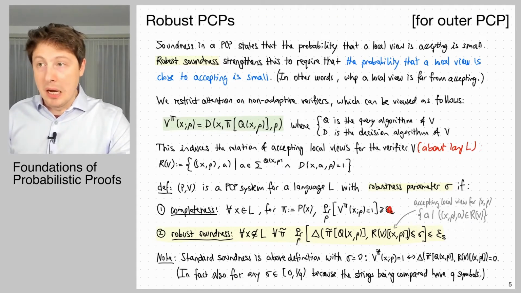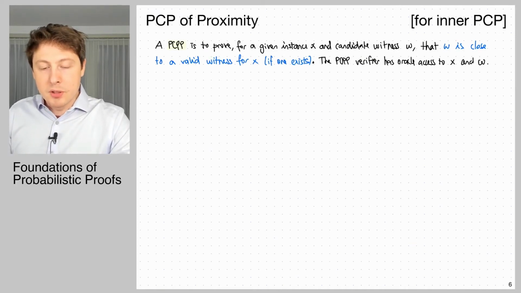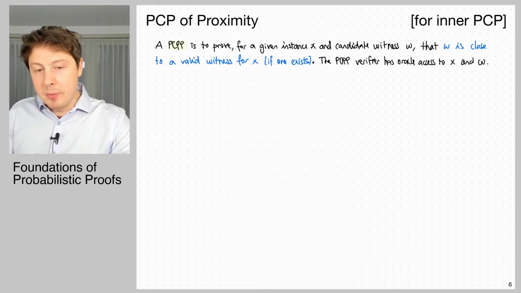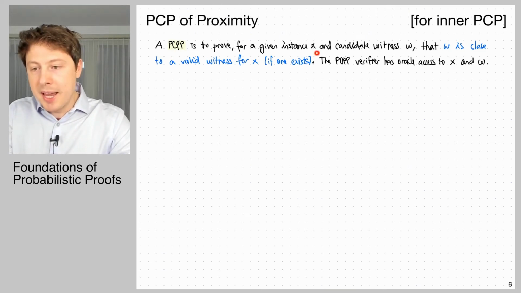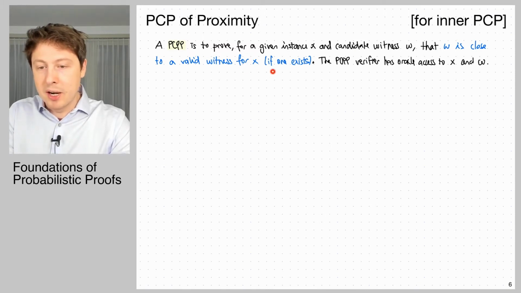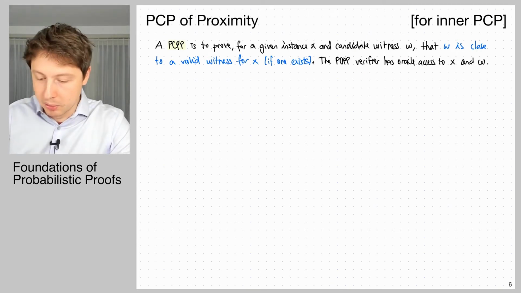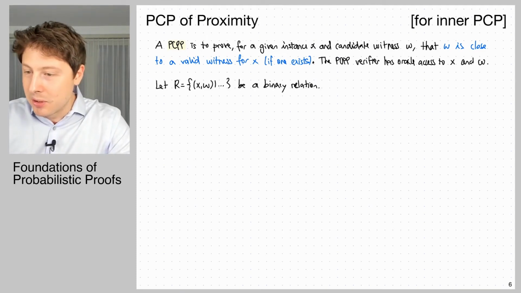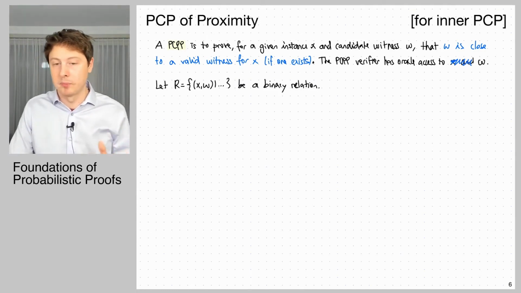So now we're going to talk about PCPs of proximity. PCPs of proximity are usually abbreviated PCPP, and a PCPP is to prove, for a given instance X and a given candidate witness W, that W is close to a valid witness for X if one exists. In particular, the PCPP verifier is given explicit input X and oracle access to W.